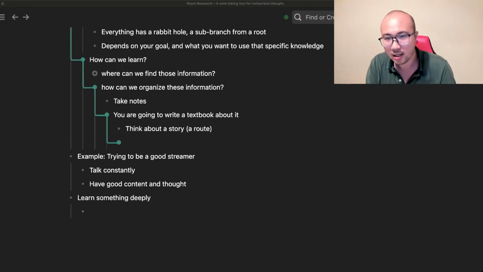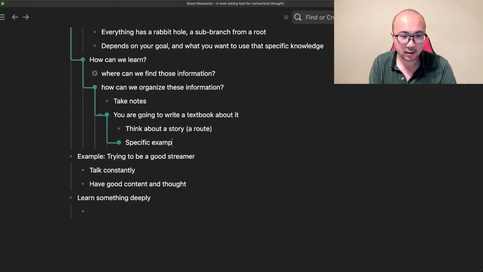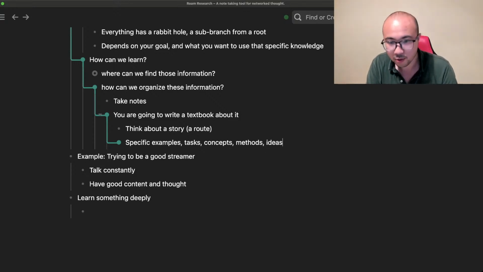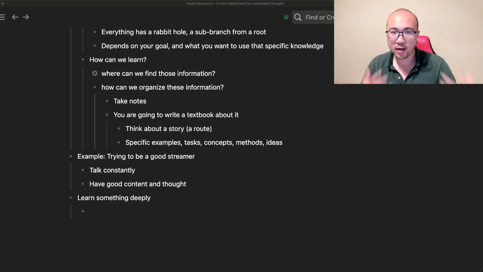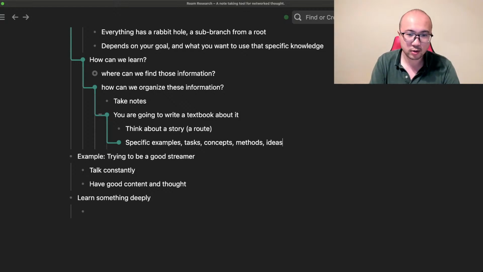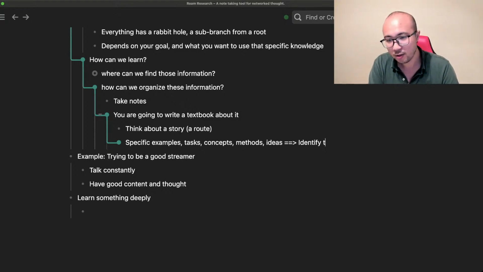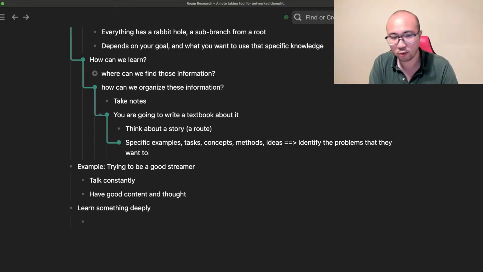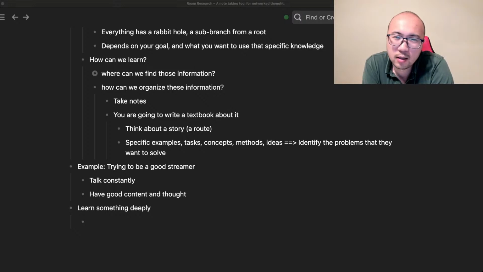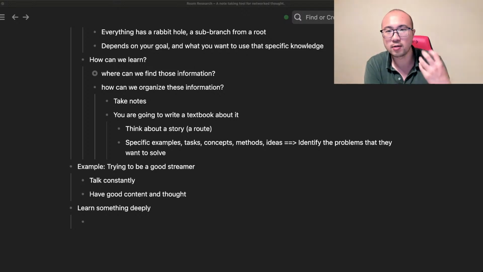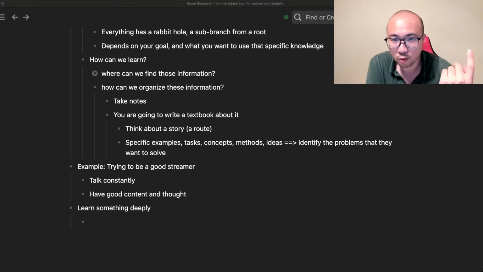Based on that story, you can have specific examples, specific tasks, concepts, methods, or ideas. Every piece of knowledge was created to solve problems, so it's really important to identify the problems they want to solve. I think it's Elon Musk who said this: if you want to learn something really quickly, first you need to know why you want to learn it. You need to have a purpose.